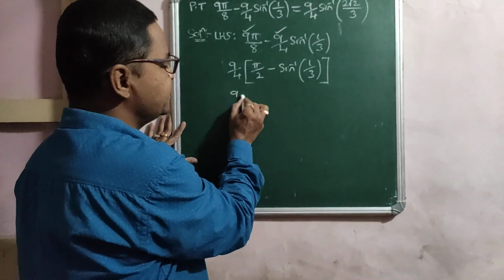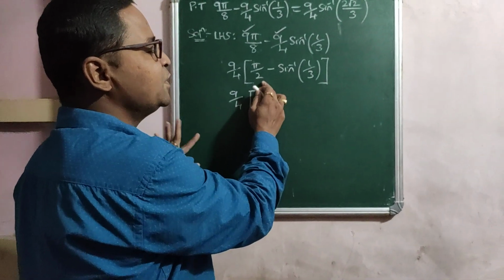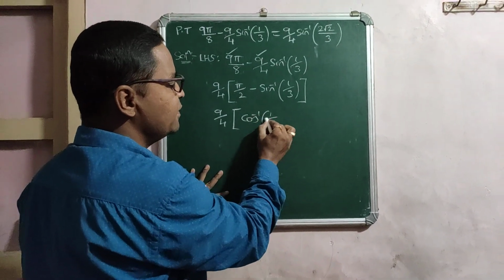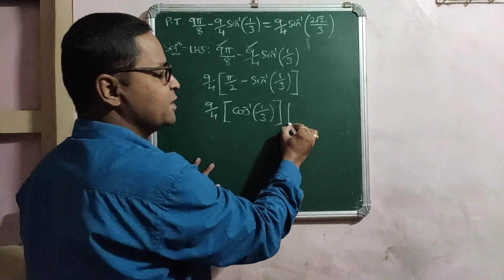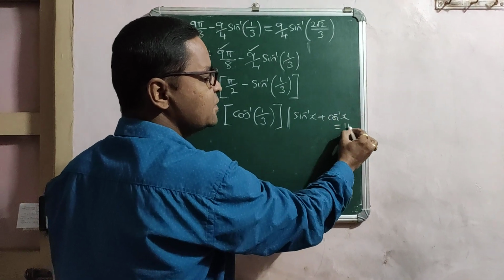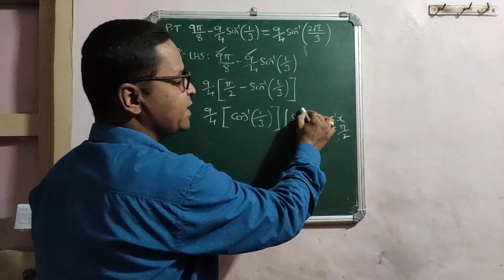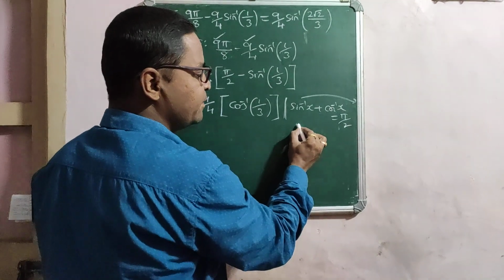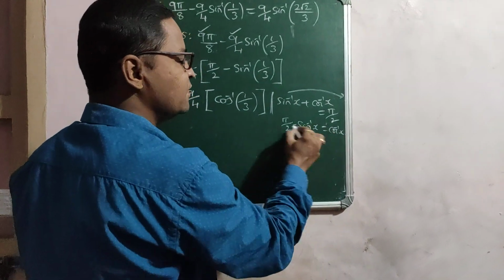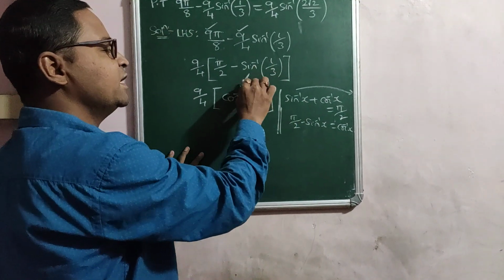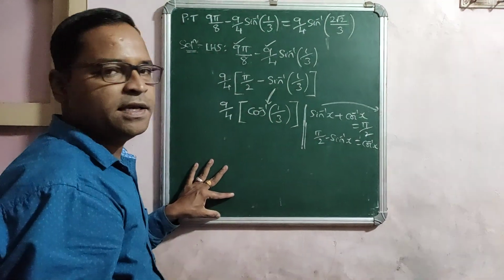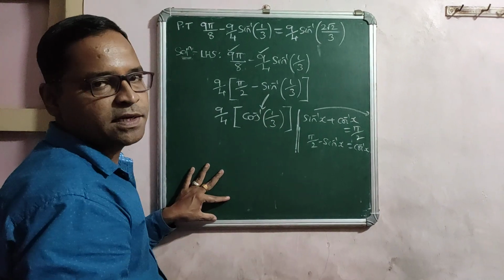As we know that pi by 2 minus sine inverse will be cos inverse of 1 divided by 3. As we know that sine inverse of x plus cos inverse of x is equal to pi by 2. So when we consider sine inverse toward this side, pi by 2 minus sine inverse of x will be equal to cos inverse of x. Therefore here we have written the term pi by 2 minus sine inverse of x can be considered as cos inverse of 1 by 3.